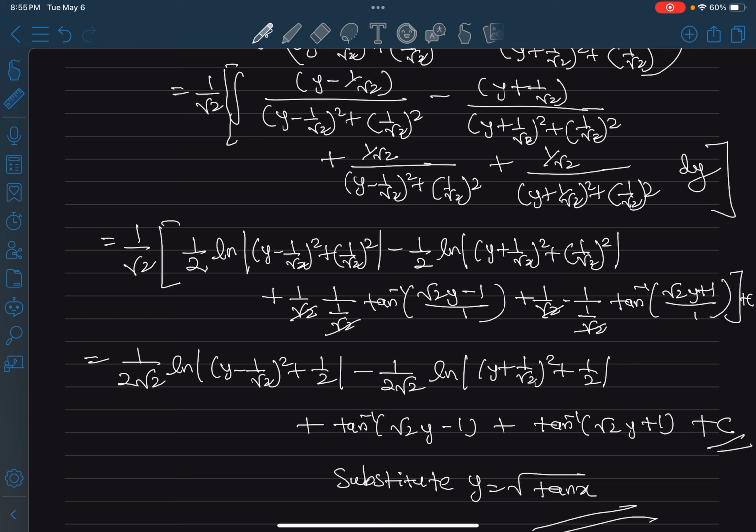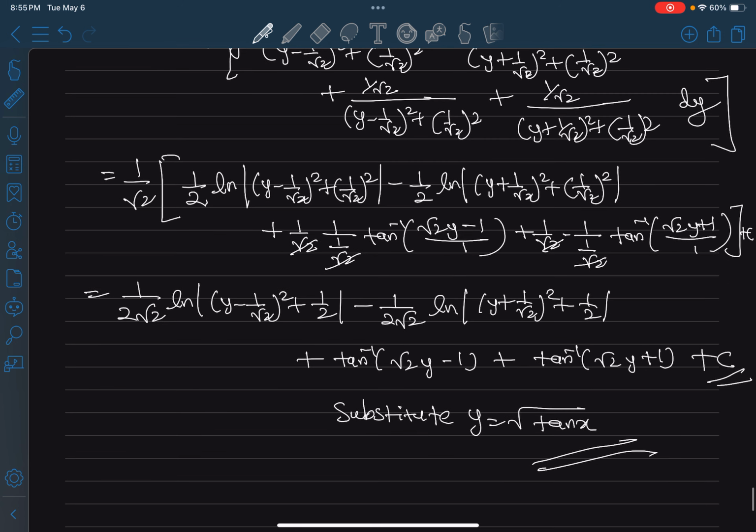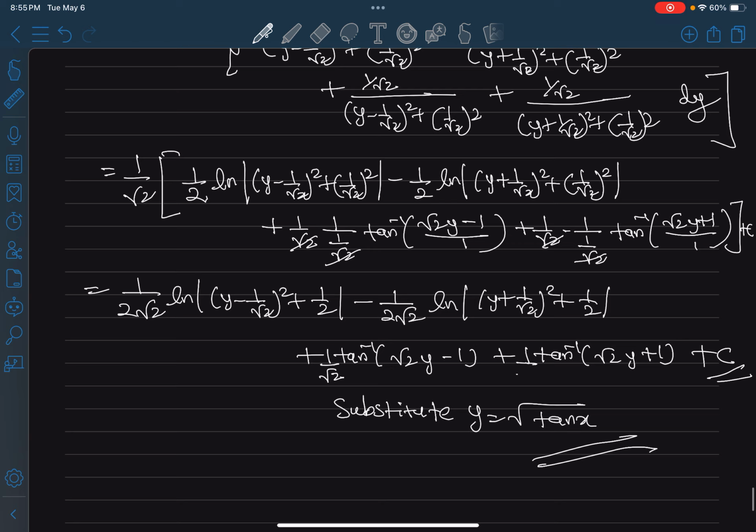Oh, wait, I forgot something. I forgot to multiply this third and fourth term by 1 by root 2 actually. If I do that, here will be 1 by root 2, right? And here will also be 1 by root 2. Yeah, I actually forgot to distribute 1 by root 2 to the third and fourth terms. I think now it's perfectly correct. If there are any other minor errors, maybe you can let us know in the chats, right?